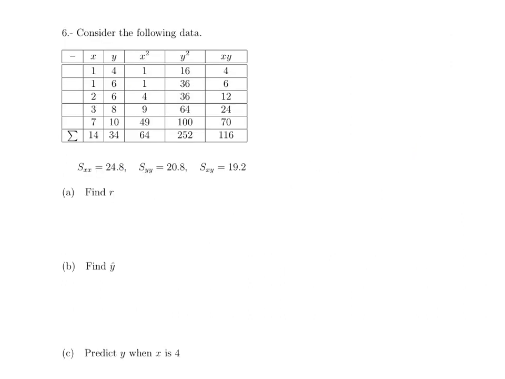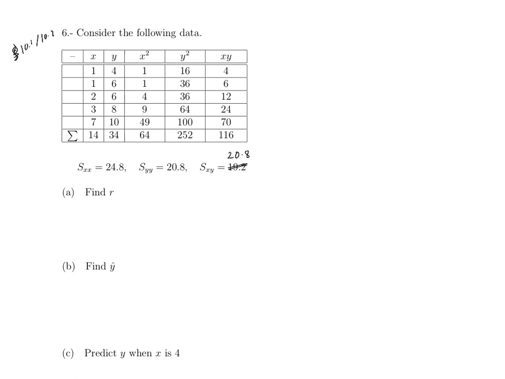Okay, that's it. Question number 6 is from sections 10.1 and 10.2 combined. There's actually a typo on this one. You could do the problem with this information, but this value is supposed to actually be 20.8. If you did it with the other number, it's fine. On the test, whatever values you have, just use those values.